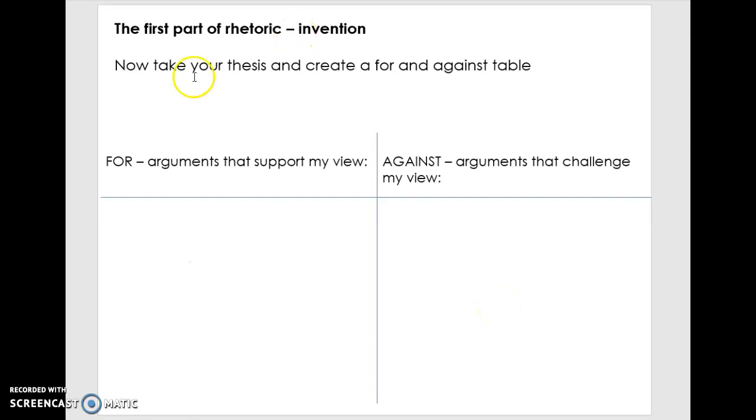Likewise, if your thesis statement is, we all have a moral duty to do more to protect the environment, why? What are the reasons? Don't need facts, don't need research, just whack down your ideas in a table. Please pause the video, do that, and then restart the video once you think you've got a few ideas.